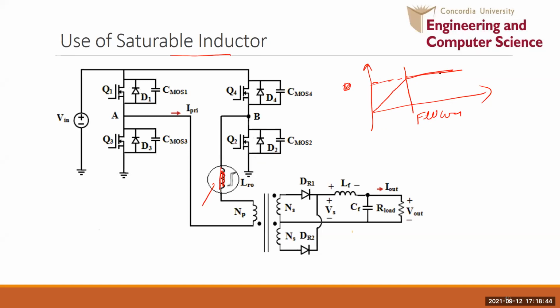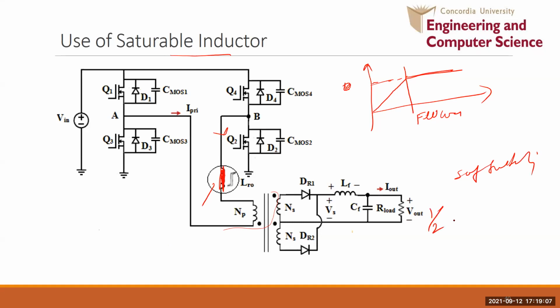So when the full load current is flowing, we already know that at full load you don't need any assistance for soft switching. So at full load current, the saturable inductor is short circuit, and current flows like a normal circuit, and you are getting soft switching.